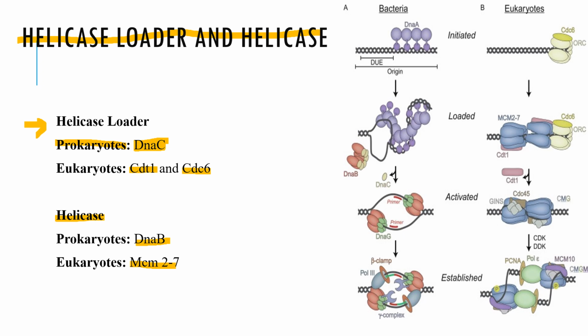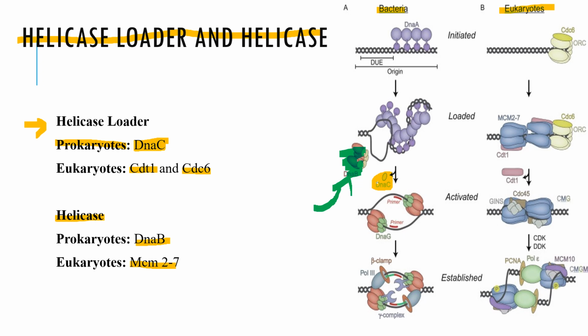If there is no helicase loader, the helicase cannot be loaded. So both of these things are very important. This diagram is for the prokaryotes and eukaryotes. As you can see, in case of prokaryotes, the helicase loader is DnaC. So in this diagram there is a helicase loader, that is DnaC, and this one is the helicase. Before the loading of helicase, the helicase loader will attach, and the helicase loader can hold the helicase.